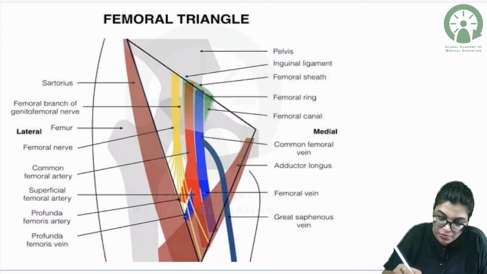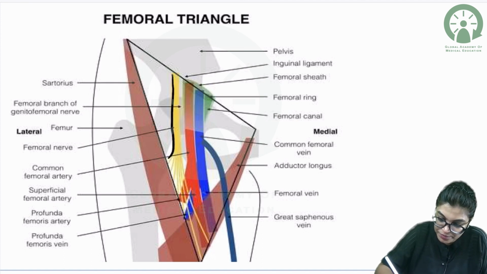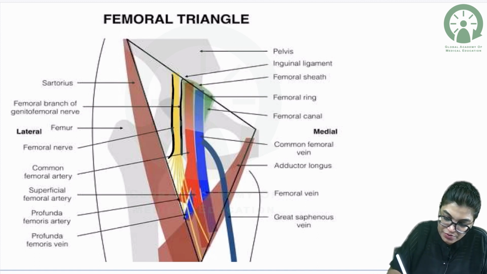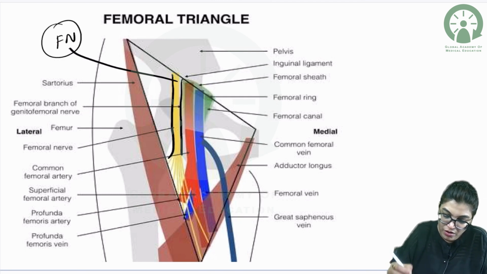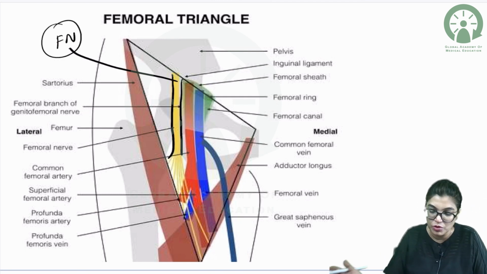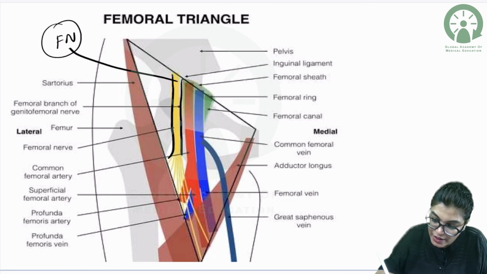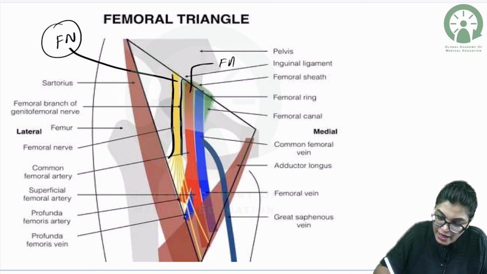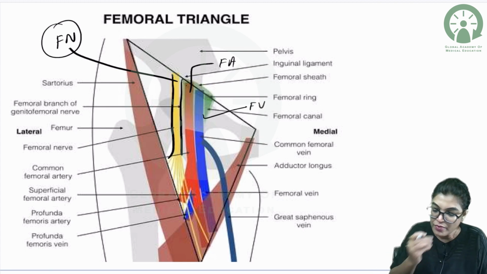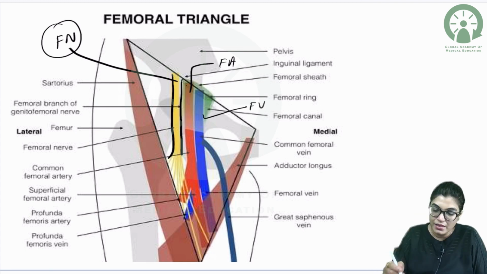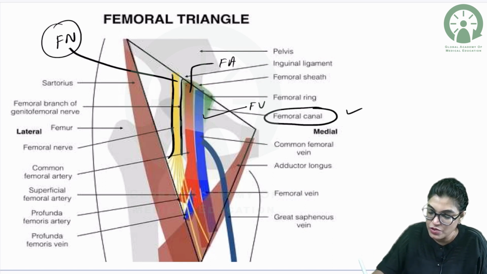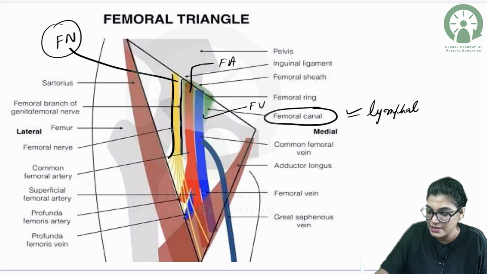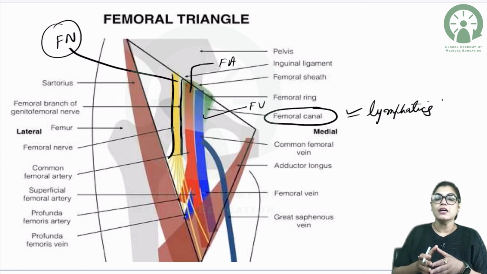Here N stands for femoral nerve. So this is the femoral nerve. Along with it, more laterally, femoral branch of genitofemoral nerve is also there. Then the next structure you can see in red color is femoral artery, and the next medial structure is femoral vein. Then we have an empty space, and the most medial structure is femoral canal, containing lymphatics, deep inguinal lymph node. So femoral nerve, femoral artery, femoral vein and lymphatics are the contents residing inside femoral triangle.